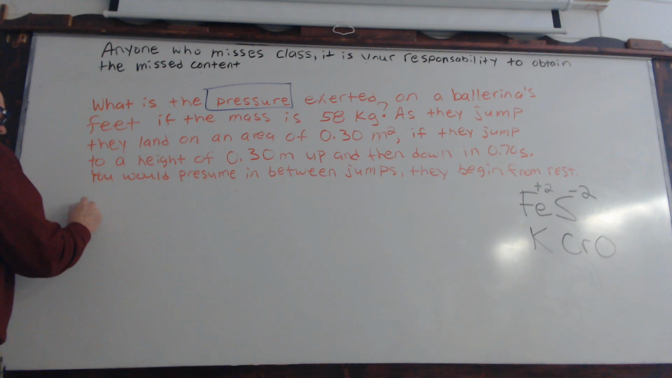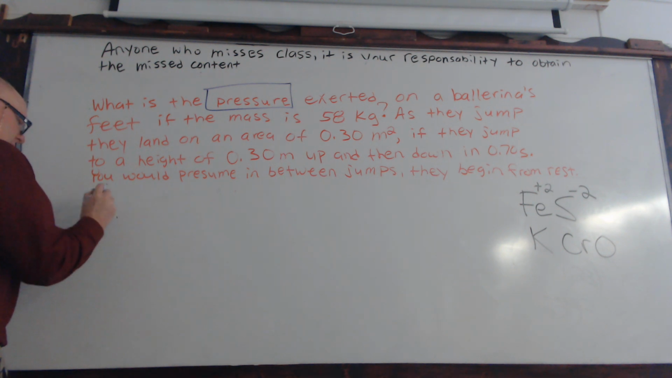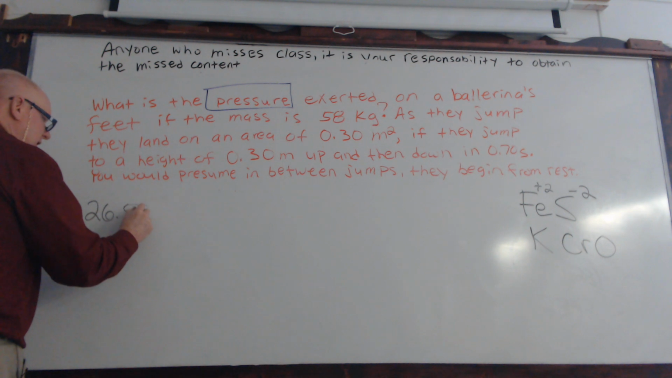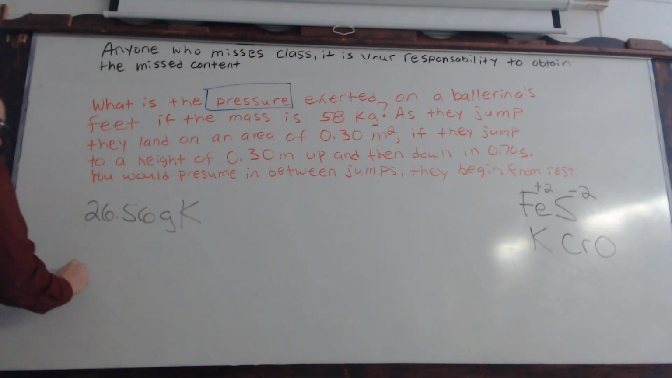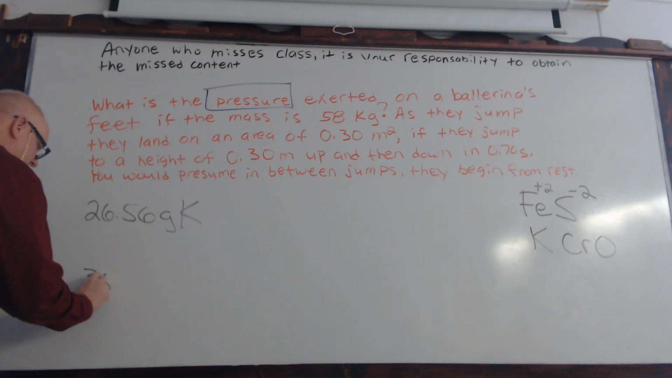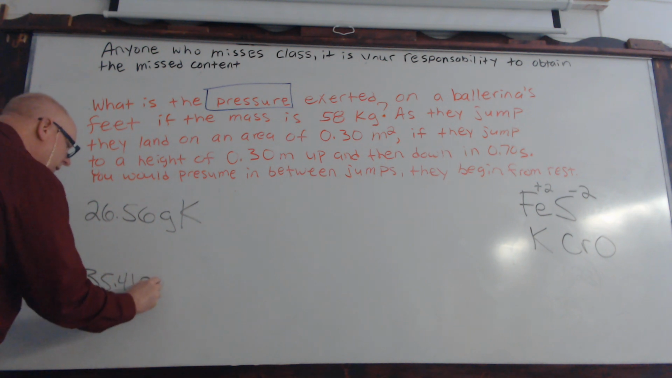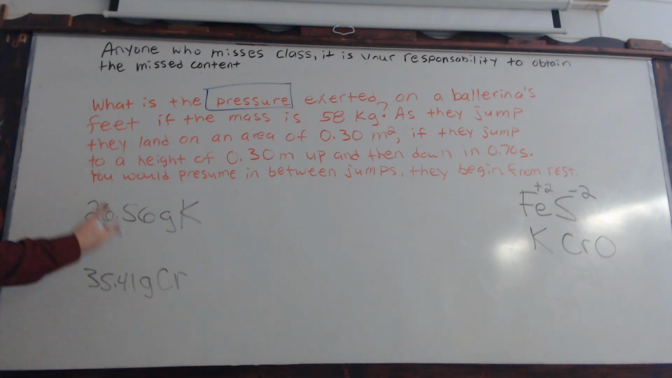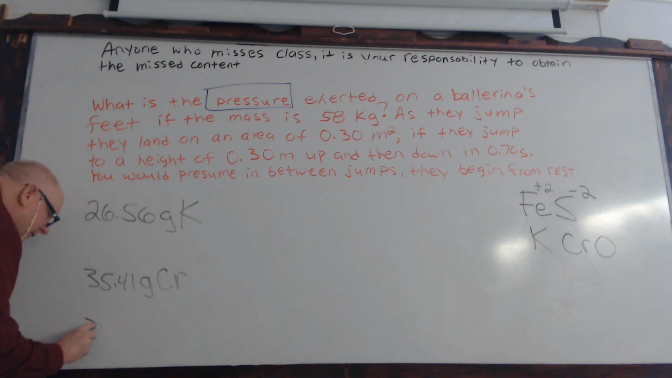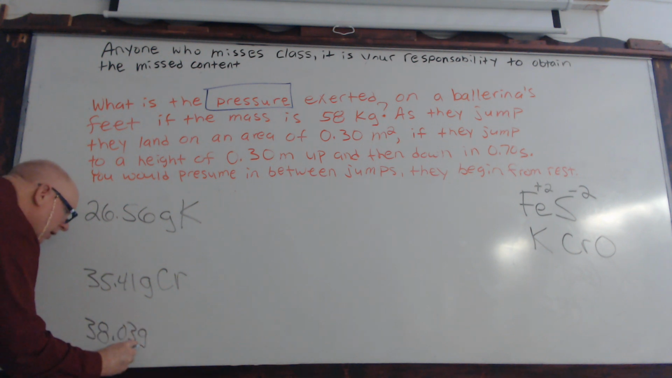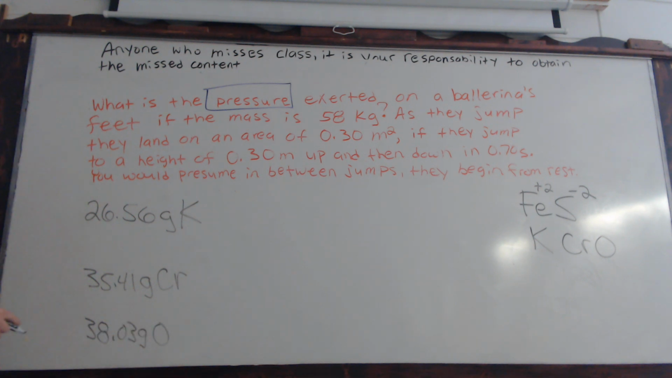It was 30 something, right? 26.5. Now that was a percentage, but you take that percentage and change it to grams. Then what is the chromium? 35.41. Notice it said the rest is then oxygen. We're not just pulling that number out of the air. You add these two numbers together and subtract from 100, and that gives you 38.02 grams of oxygen.